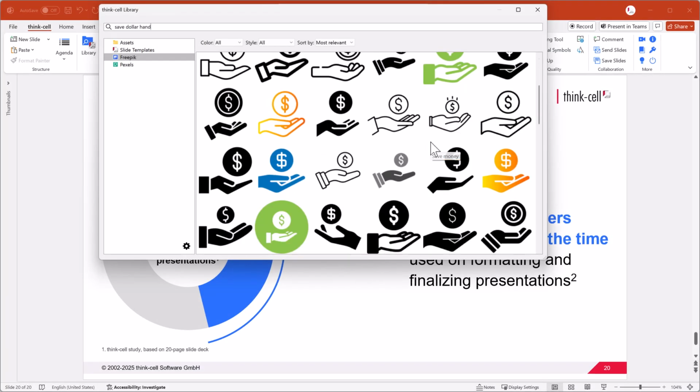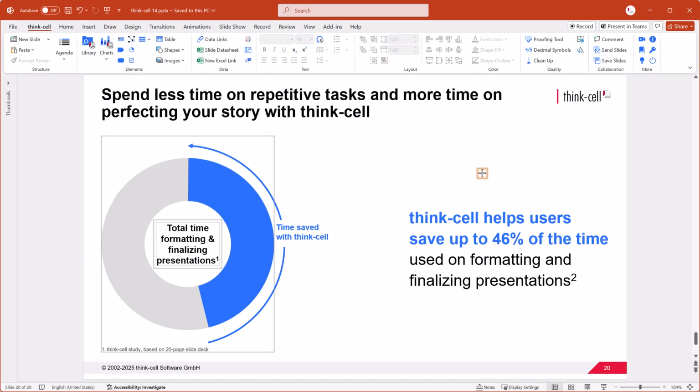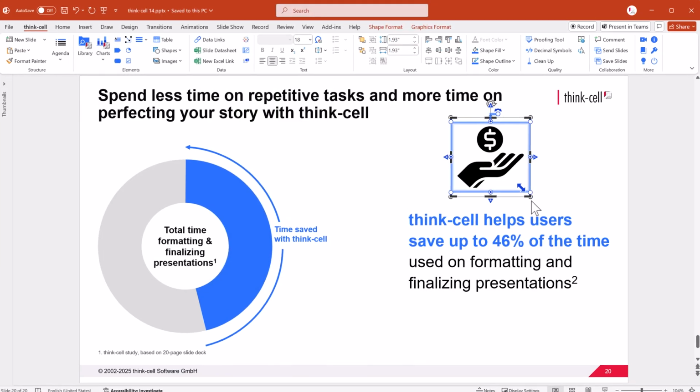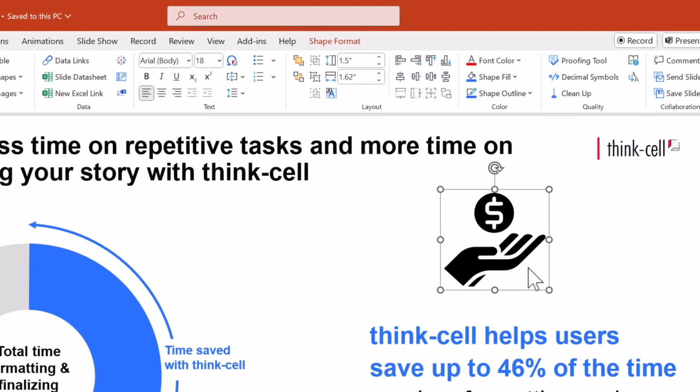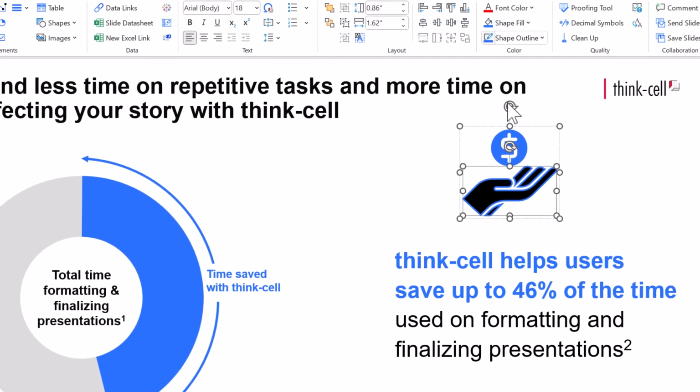What about visuals? The ThinkCell library already has millions of icons, but sometimes a little customization goes a long way. With one click, you can convert an SVG icon into shapes you can edit. Make any adjustments you like so your icon is a perfect fit for the needs of your presentation.